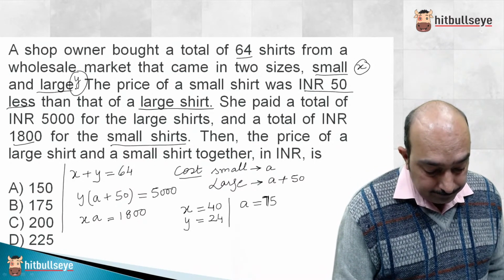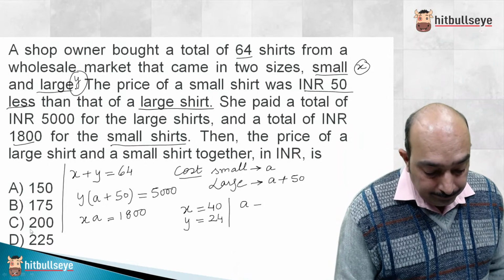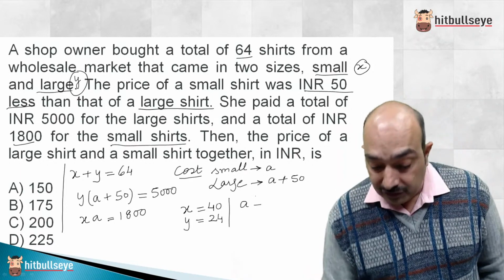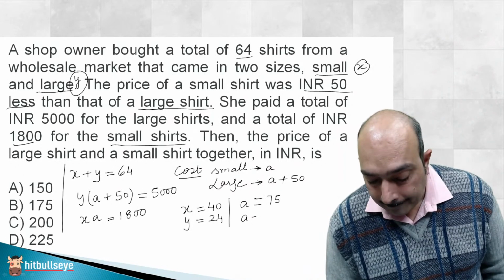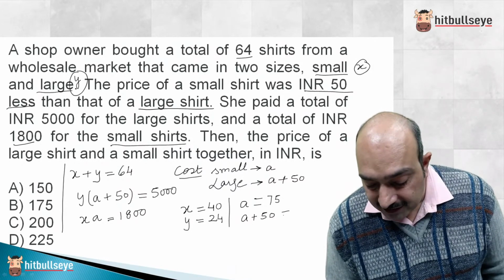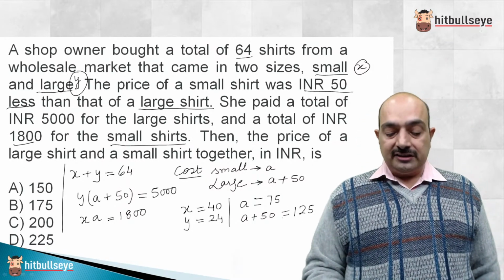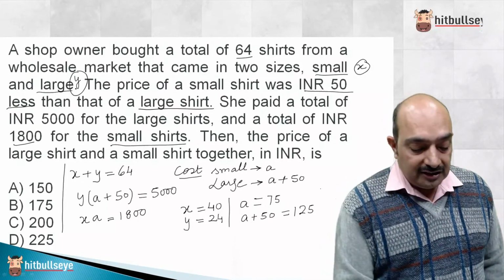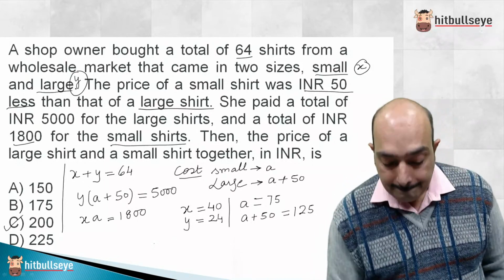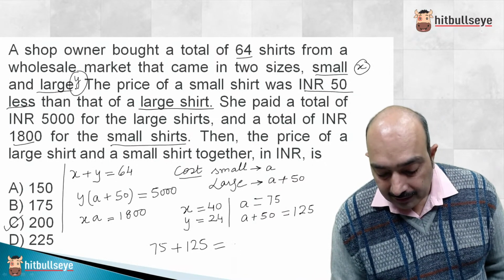But obviously, I am writing it, and this requires a lot of effort. So, A comes out 75, which means A plus 50 would be 125. The question is asking for the price of large and small together. So, your answer happens to be 200. 75 plus 125 equals 200.